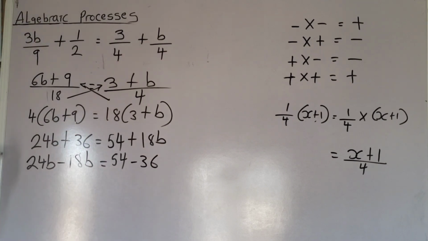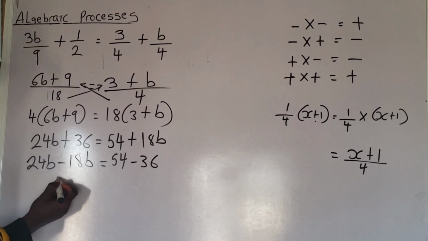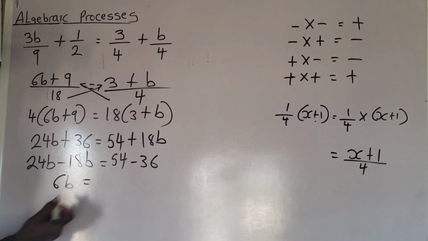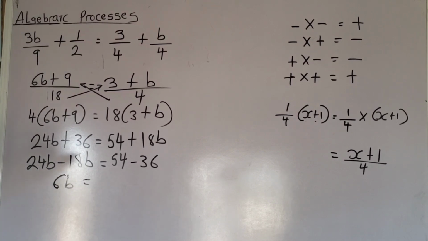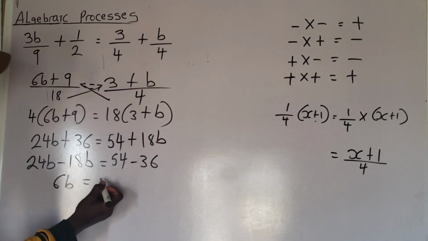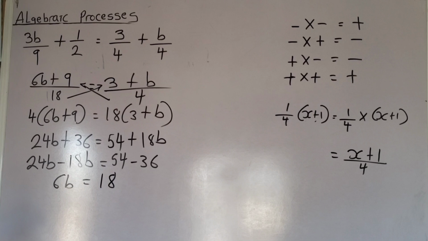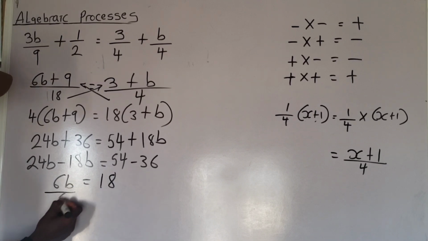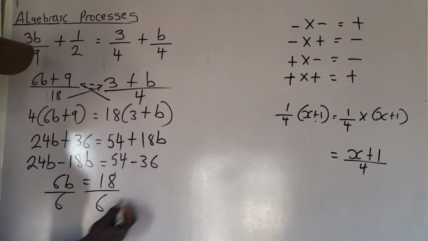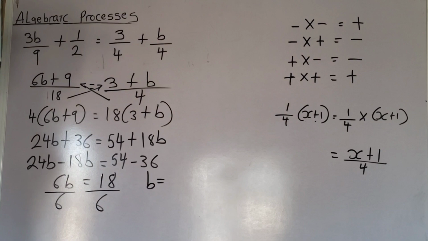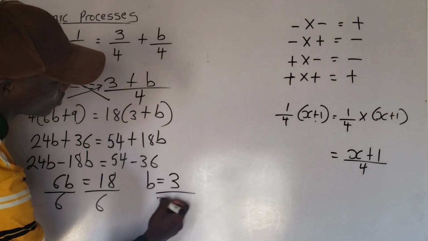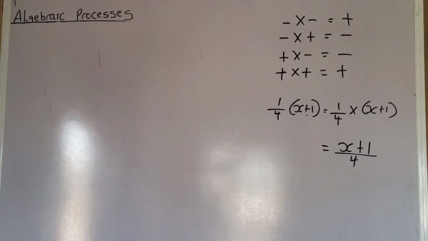Now I'm left with what? 24b minus 18b is 6b. So I'm going to have 6b is equals to 54 minus 36, that is 18. Do you understand? Now the next step here is to divide both sides by 6, this over 6 and this over 6. That means that b will be equals to 18 divided by 6, which is 3. So b is equals to 3, which is the final answer.